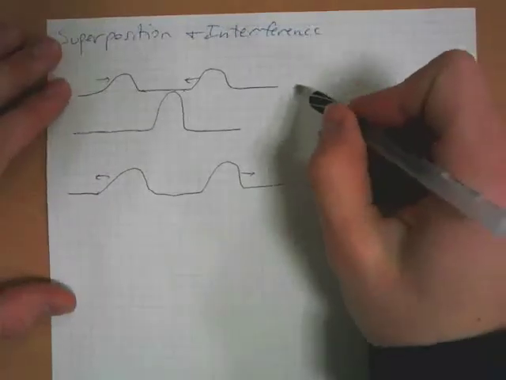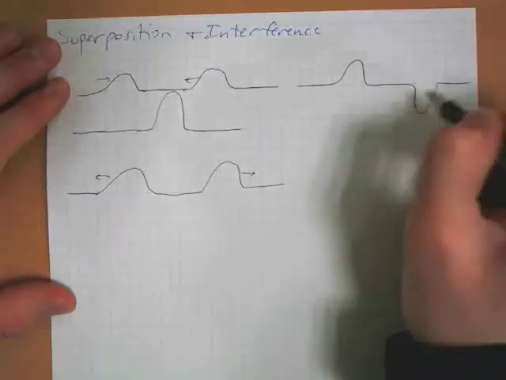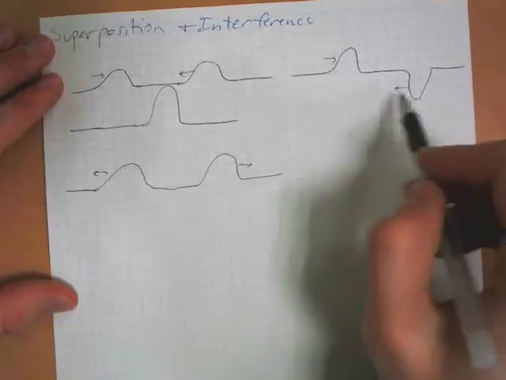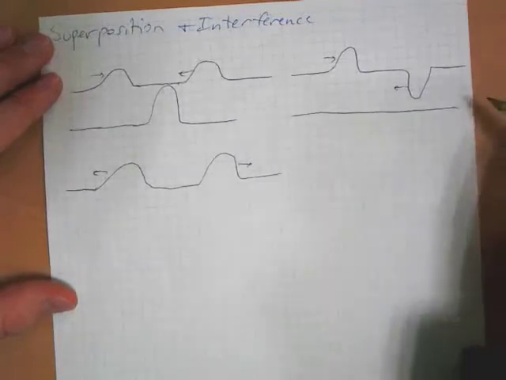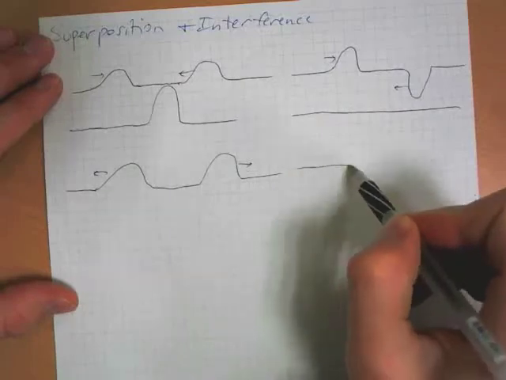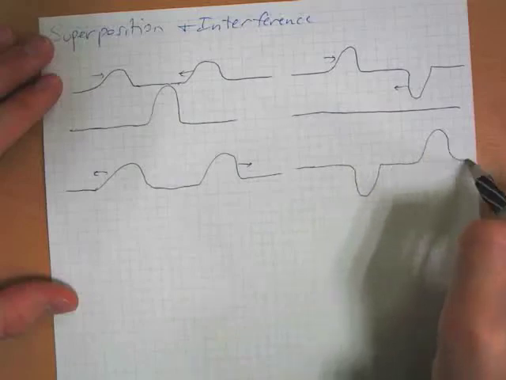Likewise, if they are in opposite directions, and say pretend these are the same size and shape, then when they meet each other, they would cancel out completely, but then kind of reappear on the other side, continuing on.